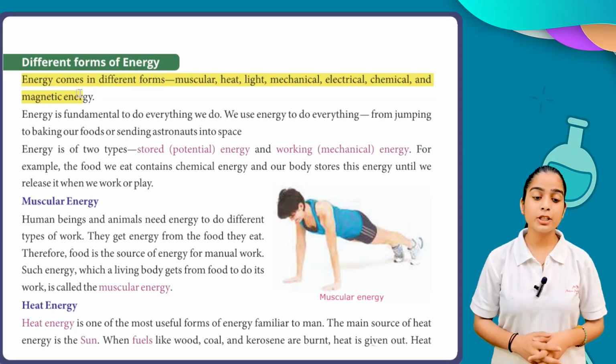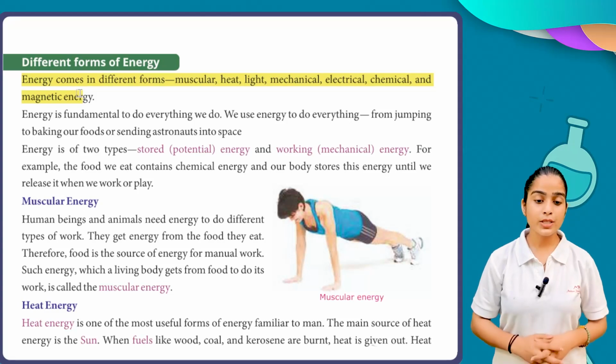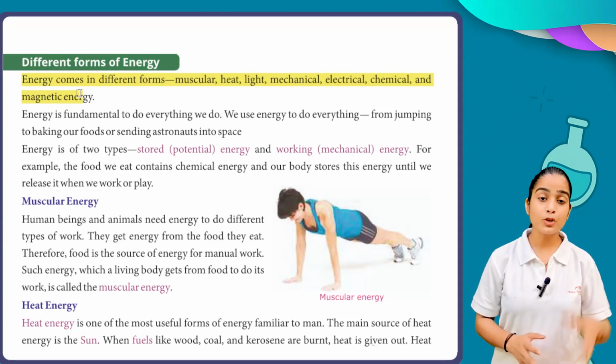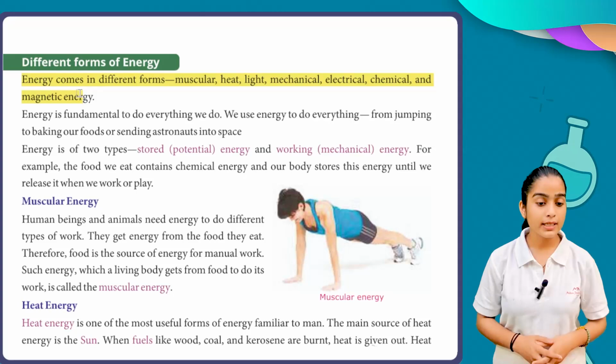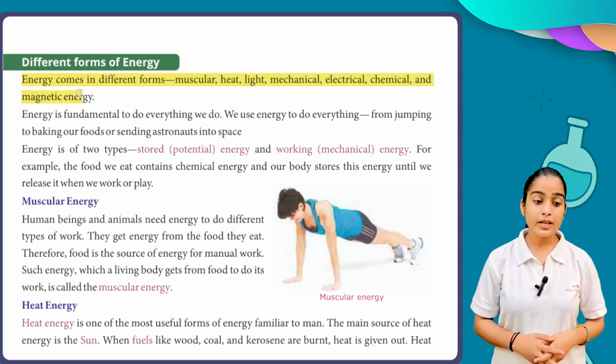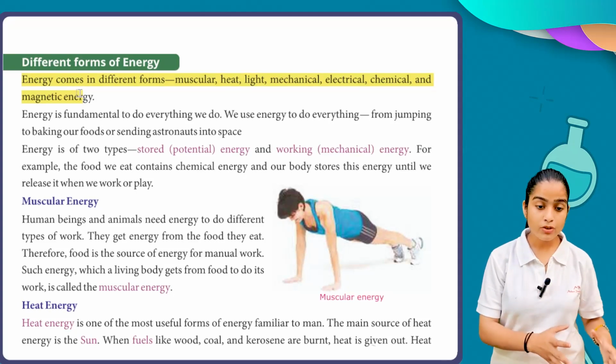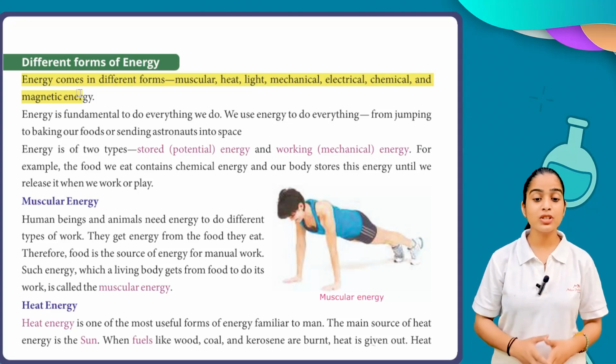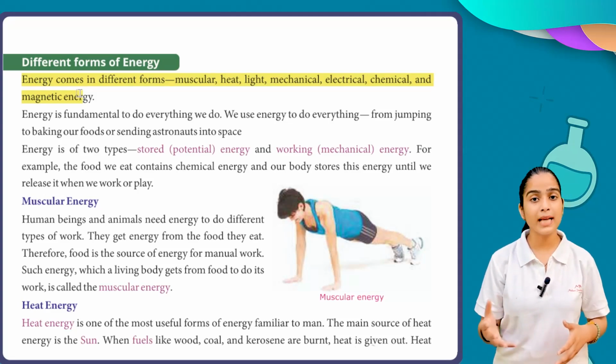Energy is fundamental to everything we do. We use energy to do everything from jumping to baking our food or sending astronauts into space. Energy is of two types: stored energy, which is called potential energy, and working energy, which is called mechanical energy.